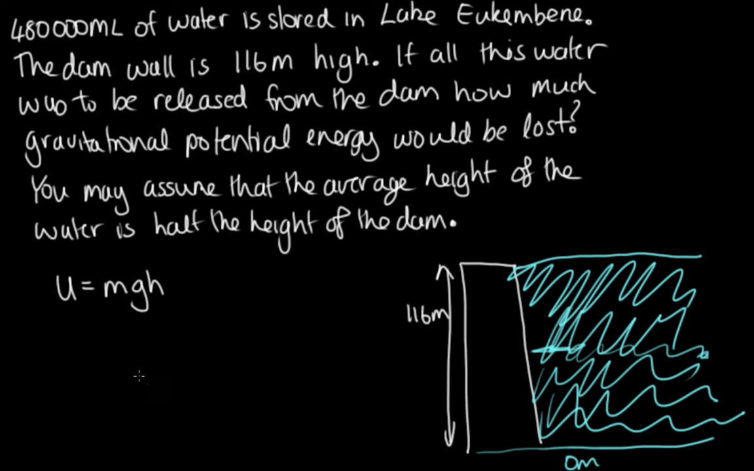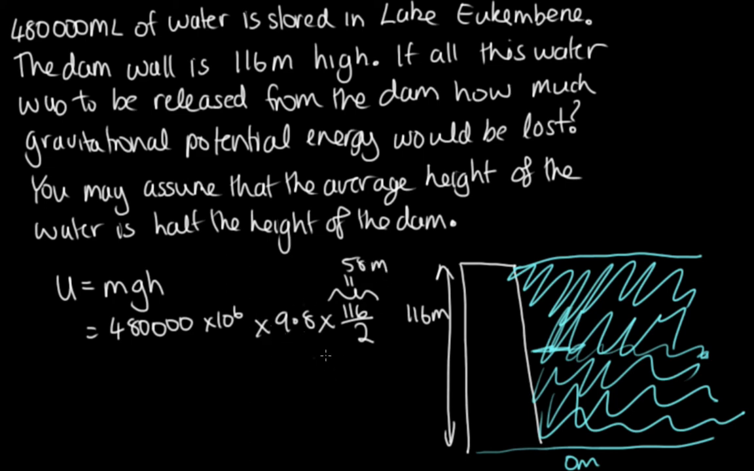So we've got 480,000 megalitres. So that's 480,000 times 10 to the 6 litres. And because it's water, 1 litre is 1 kilogram. So that has converted it into kilograms. And then we times it by 9.8. And then we need to times it by the height it falls. Well, the top part falls from 116 metres, but the bottom part falls 0 metres. So the average height is 116 on 2, and this is equal to 58 metres.